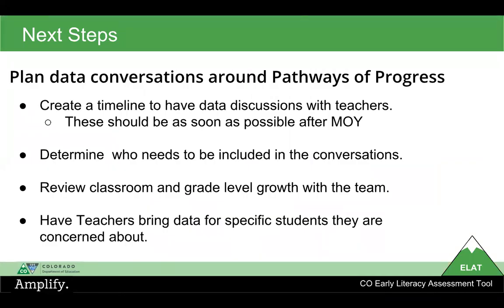So, next steps. If you have not already, start to plan those data conversations around Pathways of Progress. Create that timeline to have the data discussions with teachers and try to have those discussions as soon as possible so that middle of year benchmark data is still fresh and still relevant. Determine who all needs to be included in the conversations, and then with that team, review the classroom and the grade level growth. Have teachers bring specific data for the students that they are concerned about. So once again, we want to make this a team process so that we make sure we're doing everything we can to help these students be successful.